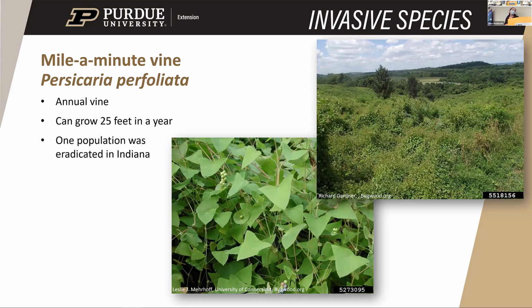So the seeds can stay viable for 5 years in the soil, which is also a problem. It's an annual, so it's going to die every winter, but the seeds for it are going to live in the soil for up to 5 years. So low mowing can prevent the seed production of the plant, and using herbicides to spray the leaves will help control it.